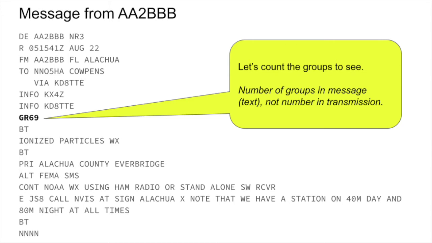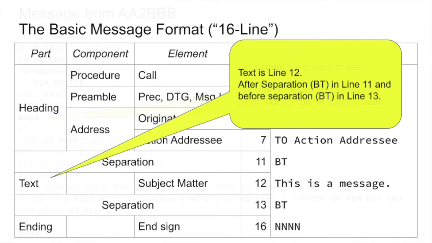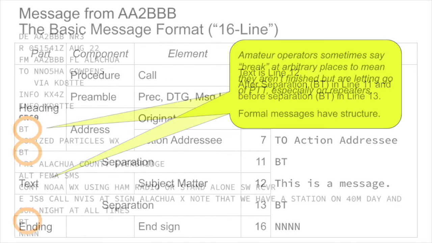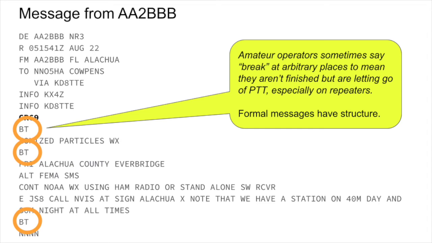Let's take a look at where those groups are going to come from and make sure that we have the right number. The number of groups is going to be in the text part of the message. That's line 12. That shows up between the separator at line 11 and the other separator at line 13. So we look in the message, find our separators to get to line 12, and we've got a problem. Instead of two separators, we actually have three.